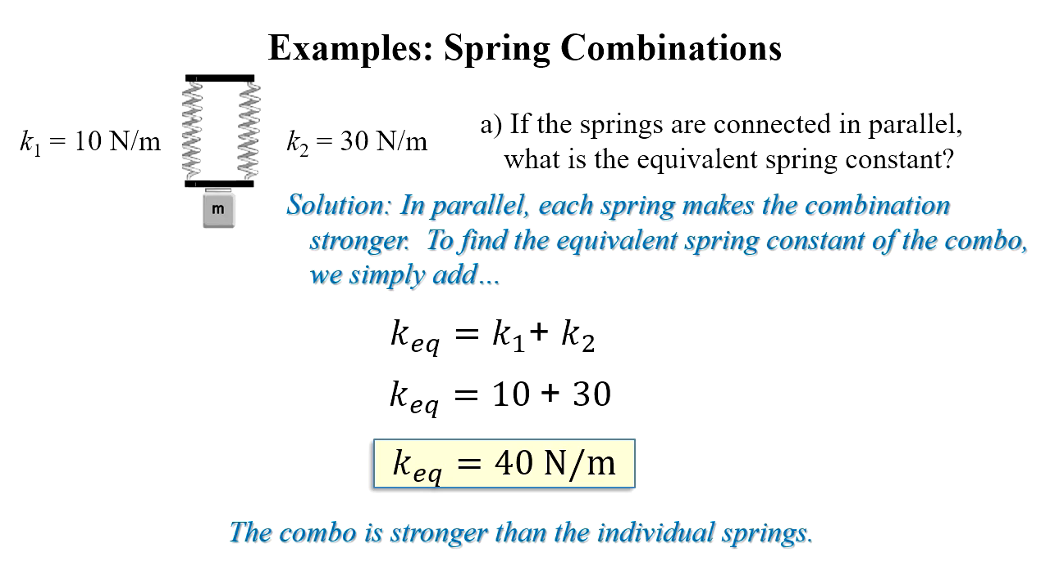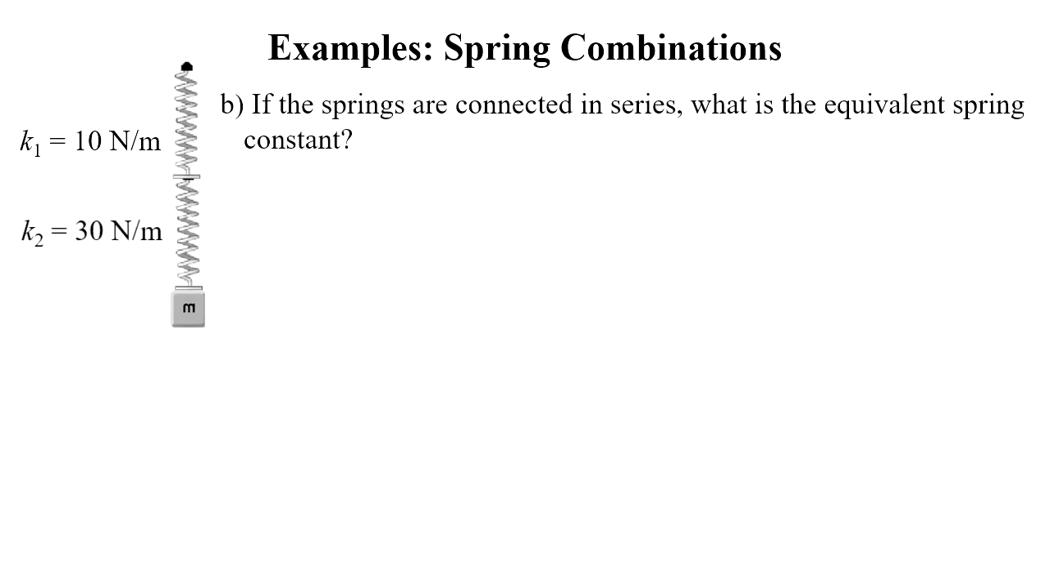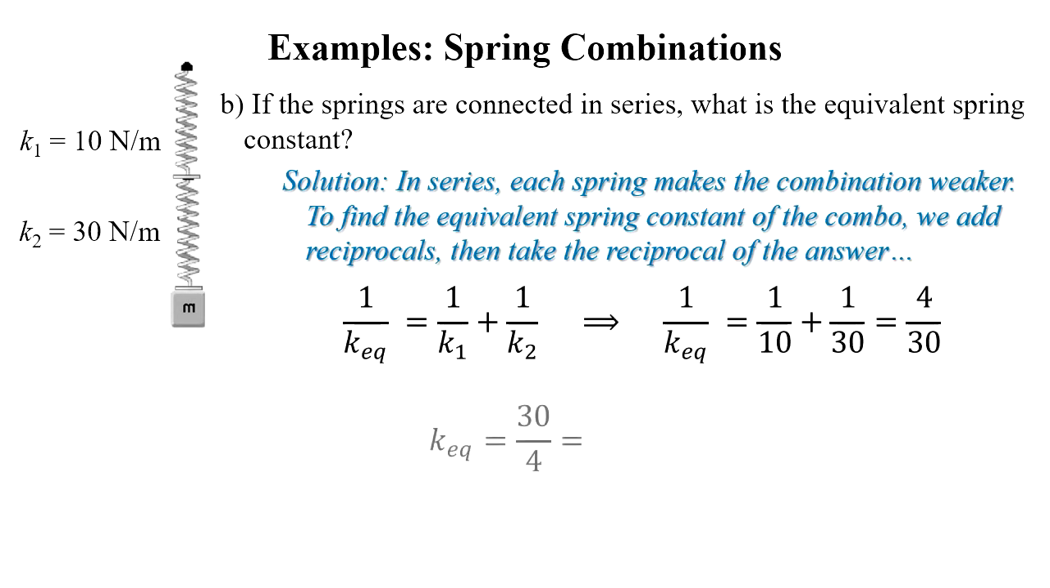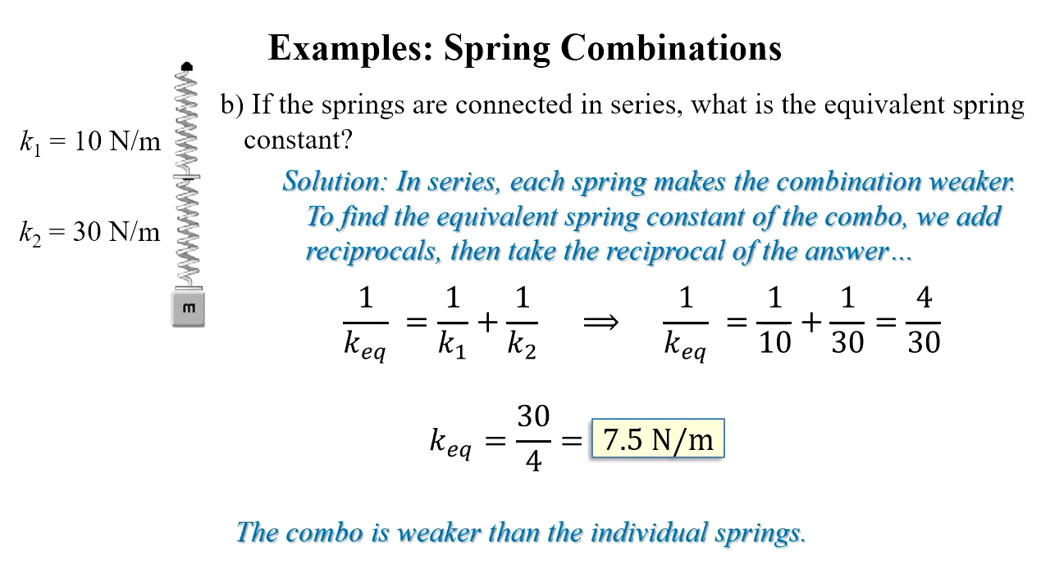For the series combination, we have our reciprocal-based equation. The reciprocal of the equivalent spring constant is going to be 1/10 plus 1/30. Now that's the same as 3/30 plus 1/30, or a total of 4/30. So the reciprocal of the equivalent spring constant is going to be 4/30. Flip it, and the equivalent spring constant is 30/4, which is 7.5 newtons per meter.